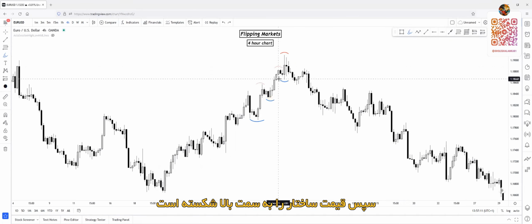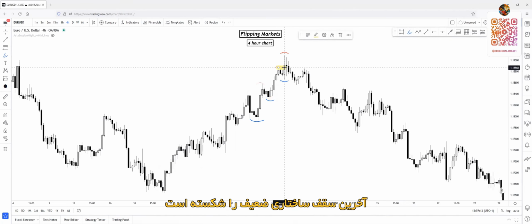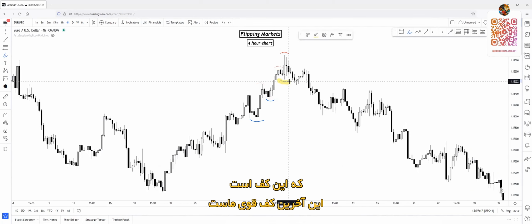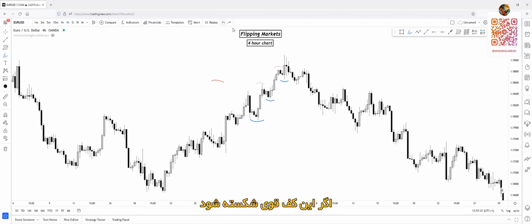After this price broke structure to the upside here, broke the last structural weak high. So this means it created a new strong low, which is this one. This is our last strong low. If this strong low breaks, I will just draw a line here.